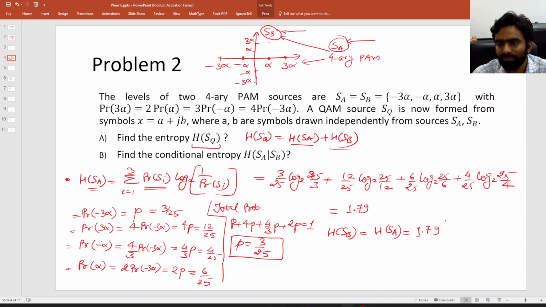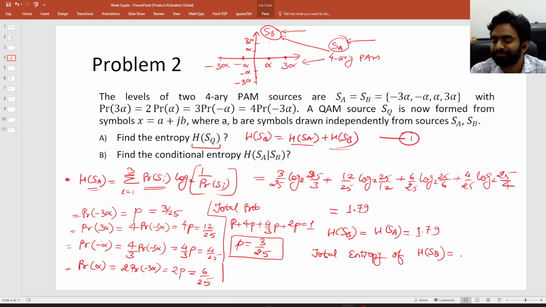Now, the total entropy. This was simple. The total entropy, H of S, that is nothing but H of SA plus H of SB, from equation number 1. We will get 1.79 plus 1.79, two times. Calculating 1.79 into 2, that is 3.58. This is the final answer for part A.